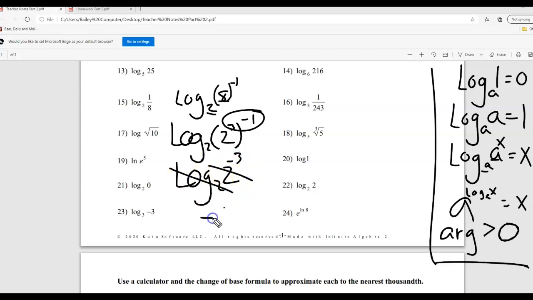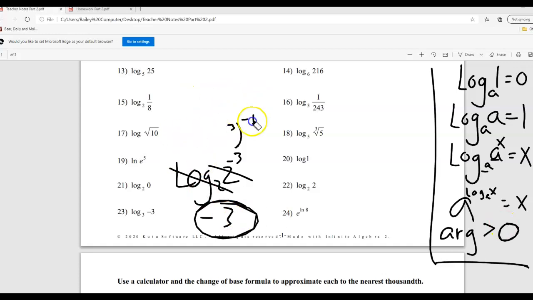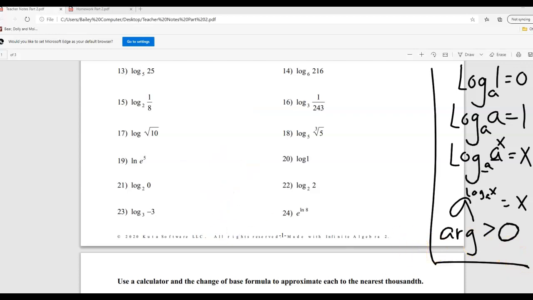Those cancel. We're left with negative 3. Okay. You would do something similar here on number 16, which I'm going to skip for now. Let's go ahead and jump on up to number 17. For number 17, actually, I think I'll do 18 first. A little bit easier.